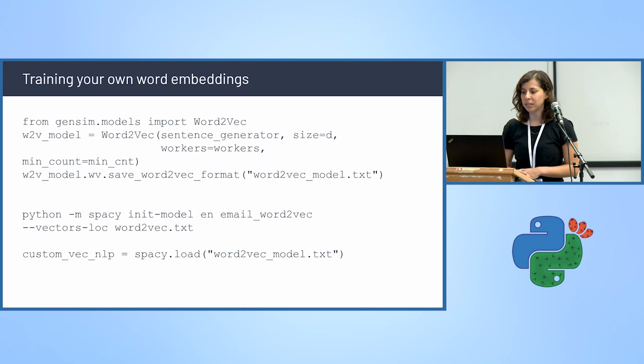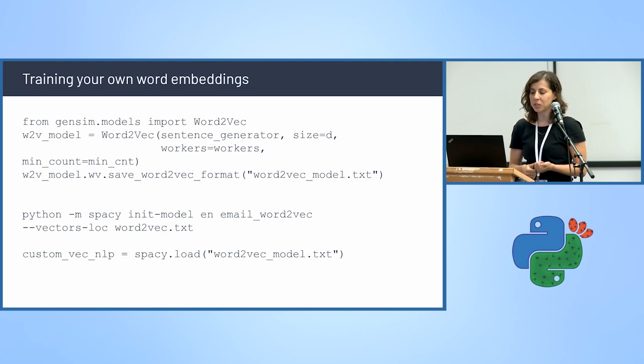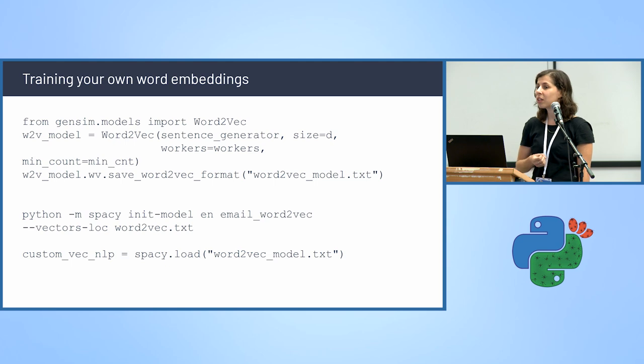So training your own word embeddings is very, very easy. As I said, it's very easy to use GenSim. It runs very, very fast. And this is basically all you need to do. You write a sentence generator that will feed GenSim your text sentence by sentence. You run Word2Vec. You wait a couple of minutes, maybe 20, depends on the size of your corpus, and you get a model. Spacey can then take that model and plug it in, incorporate it into the other NLP pipelines that you may need.